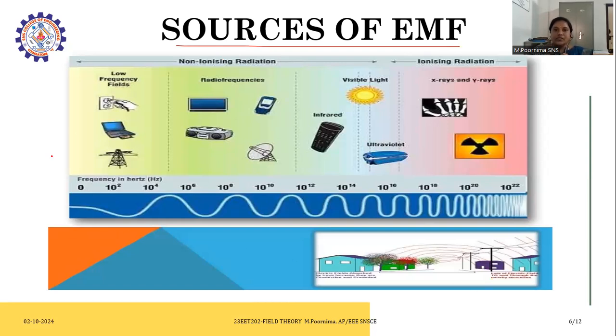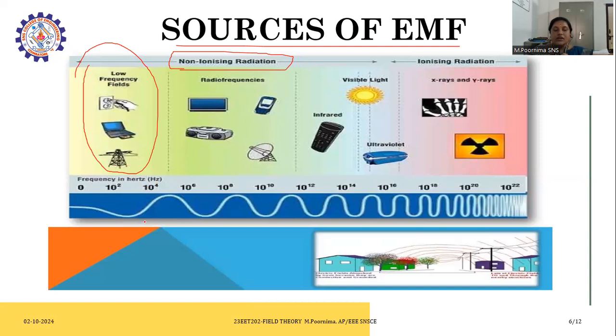Here we can see so many sources. First is low frequency sources. These low frequency sources are known as non-isolated radiation sources. Here the frequency is very low. You can see the waveform itself.